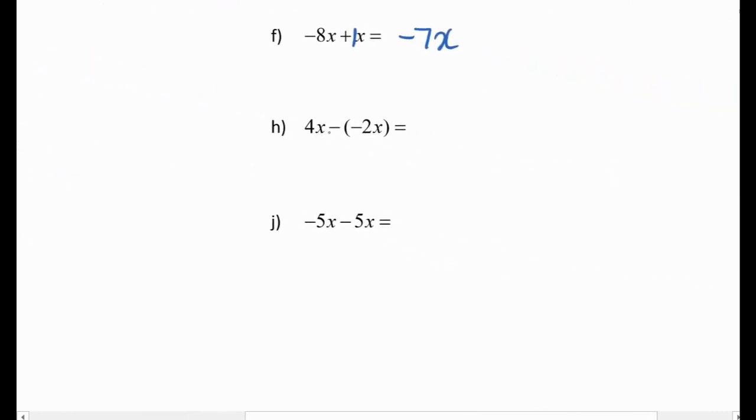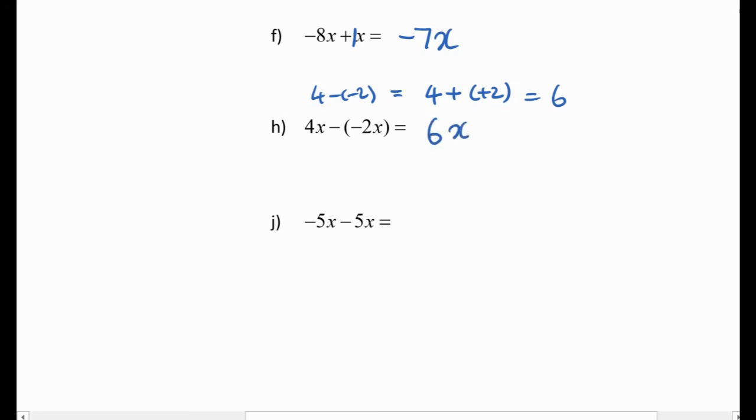Okay, you have 4x minus negative 2x. Keep, change. So 4 minus negative 2. Keep the first number, change the middle, change the second number. Becomes 6. So the answer is 6x.